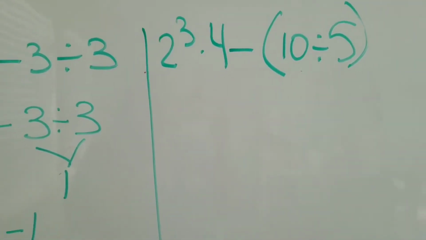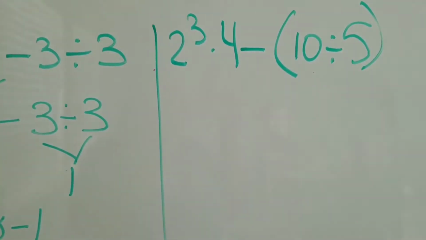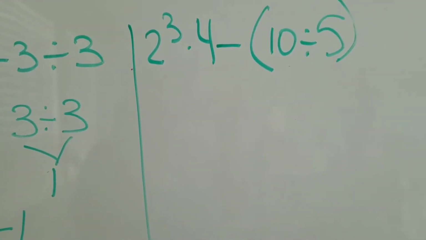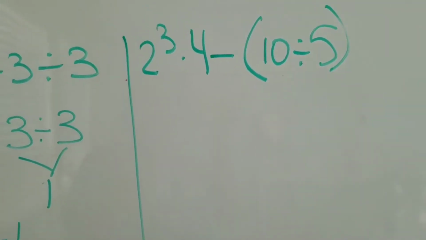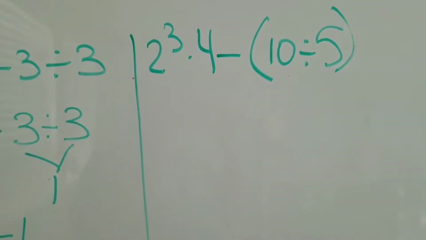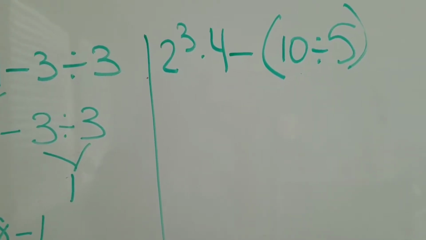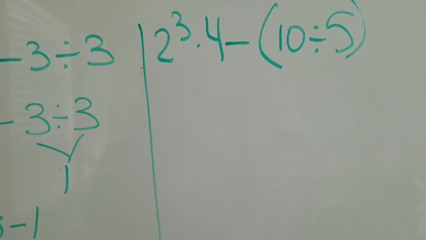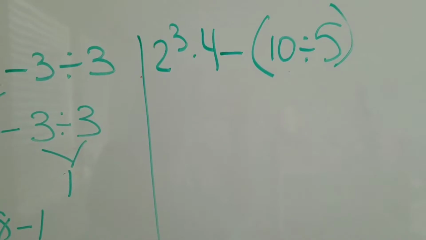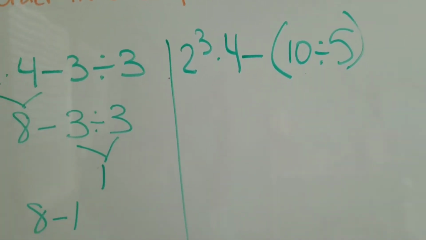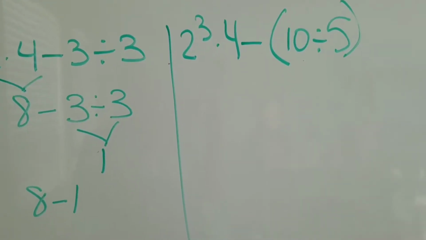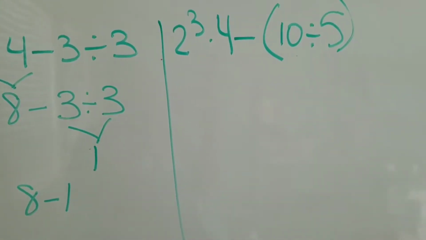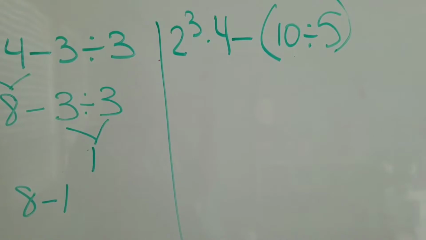Now let's go to this problem here. 2 to the 3rd power, times 4 minus, in parentheses, 10 divided by 5. Can you tell me what you would do first, thinking about PEMDAS? You are going to do what? 10 divided by 5. Excellent, because that's parentheses. So what is 10 divided by 5? 10 divided by 5 is 2.